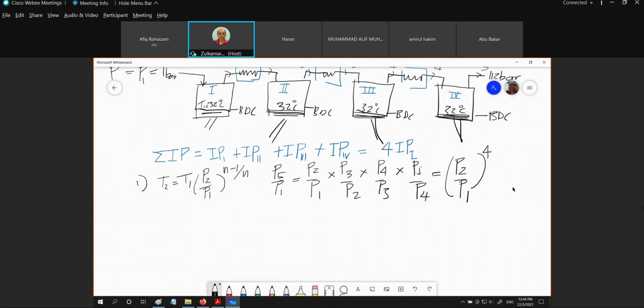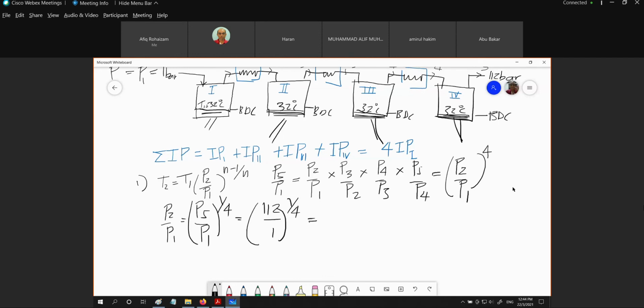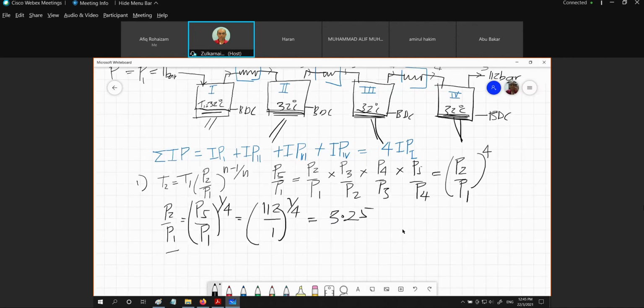So therefore, to get P2 over P1, this is equal to P5 over P1 to the power of 1 over 4, which is equal to 112 divided by 1, to the power of 1 over 4. How much is that? We get 3.25, sir. 3.25. Therefore the ratio per stage is 3.25.